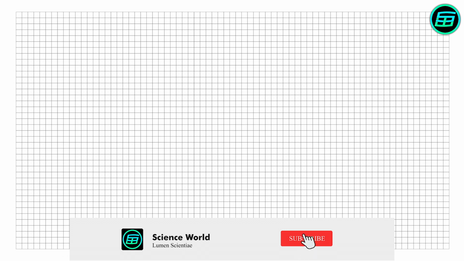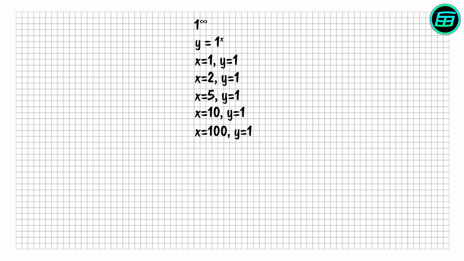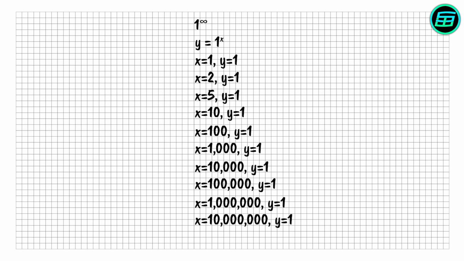Finally, let's take a look at one of the most confusing expressions, 1 to the infinity. 1 to the infinity is undefined. You might think that if we have a function that is 1 to the x, and if we give some numbers to x that gradually increase, all the results will be 1. So 1 to the infinity should equal 1.